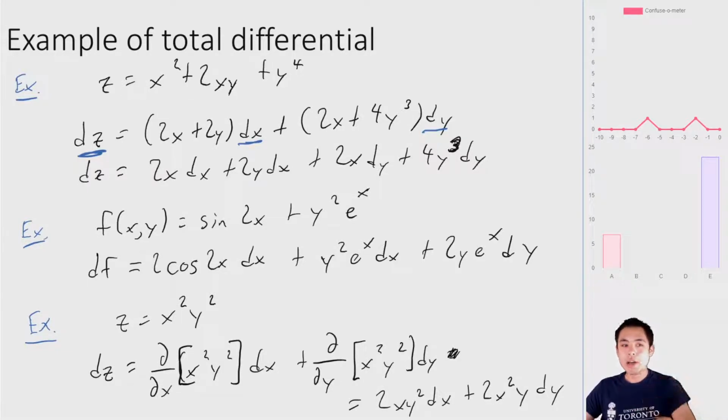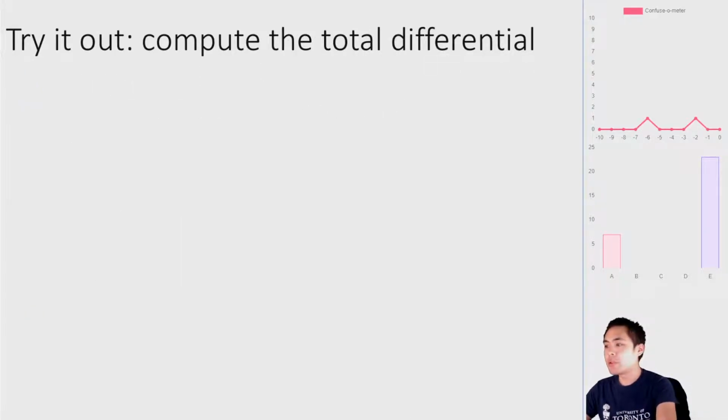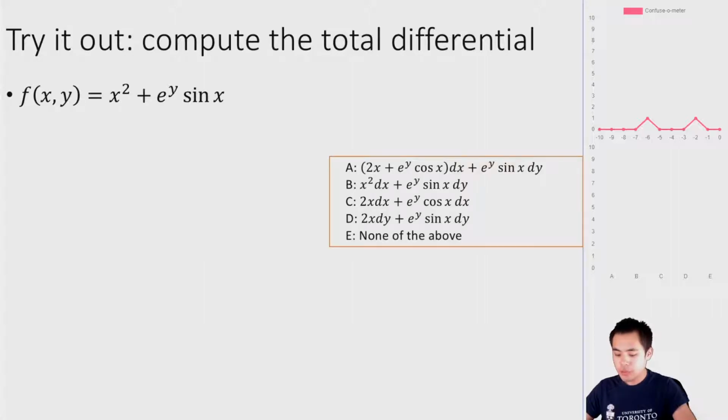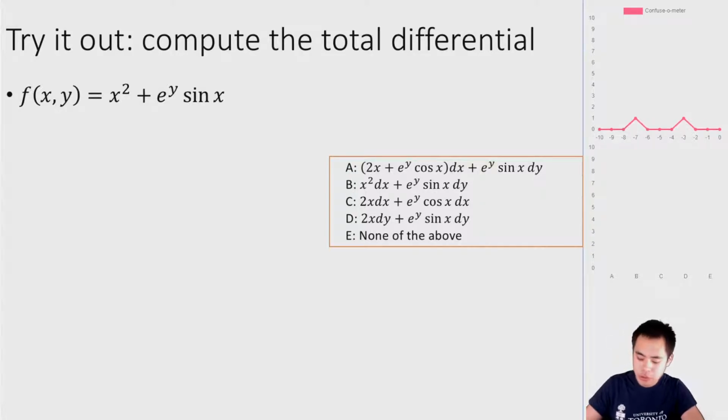Okay, let's try it out. Remember, all we're doing here is taking partial derivatives and multiplying by dx and dy. So for this function, which of these is the total differential of f? Remember, df is equal to the partial derivative of f with respect to x times dx plus the partial derivative of f with respect to y times dy.